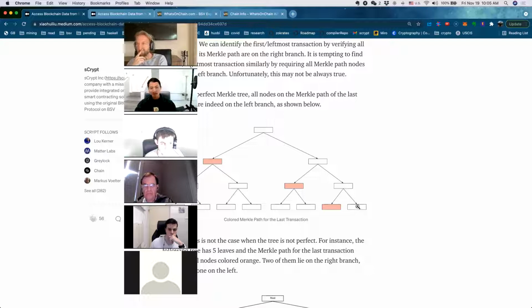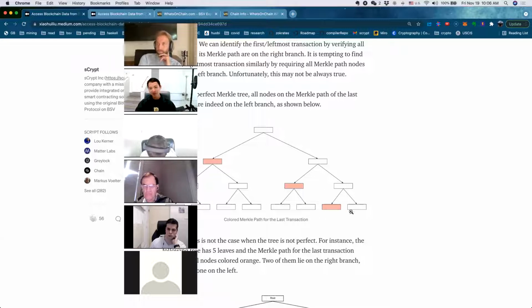Basically, in part 2 we get to know, and in part 3 we get to know the first transaction, which is the Coinbase transaction. What if we can know the last transaction? Because if you learn the last transaction, you can almost surely derive how many transactions are in the block. But the key question here is, how do you know it is the last transaction? One very tempting way to try is what we have shown before: if you want to know if it's the first one, you just check if all the nodes on the Merkle path are on the right branch. So that's how you know.